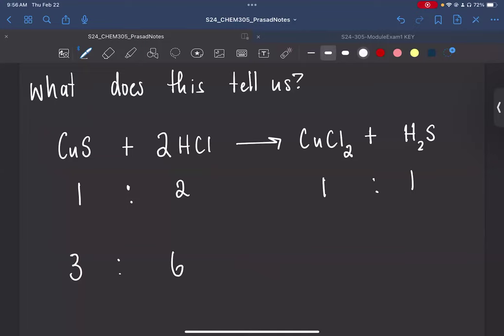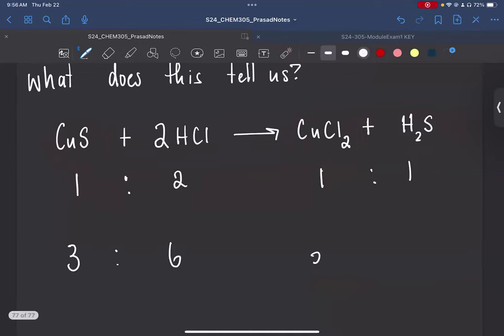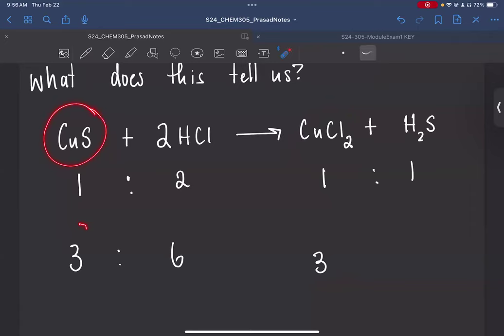Let's keep it going. According to this balanced reaction, the copper chloride right here is 1-to-1 with copper sulfide. If this were a recipe, what number would I put right here? 3. Let's do this another way. For every 1 egg, you get 1 omelet. If you have 3 eggs, you will make 3 omelets. Think of it like you would cooking. The numbers in front just represent ratios.